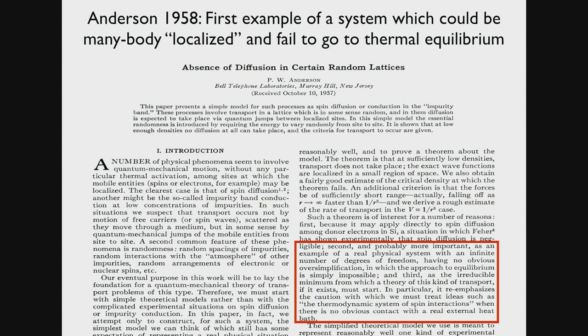So Anderson had in mind a system of spins in a semiconductor, and the spins were randomly placed, and he was asking about the state of these spins at late times. And look at this, I don't know if you can read it, so I'll read it out. But he says, this is interesting, as an example of a real physical system with an infinite number of degrees of freedom, having no obvious oversimplification, in which the approach to equilibrium is simply impossible.